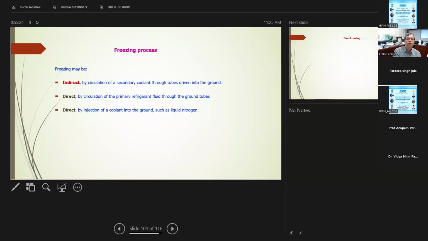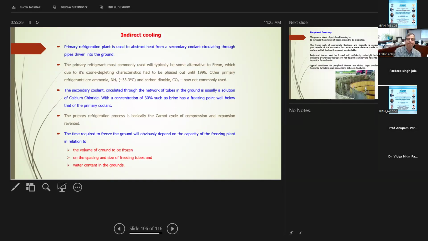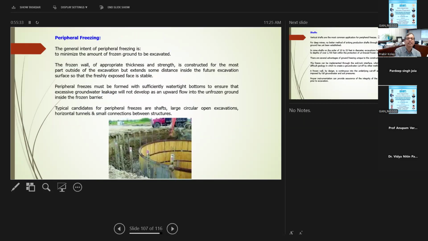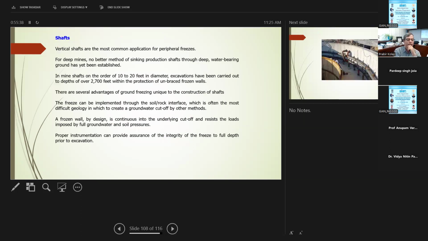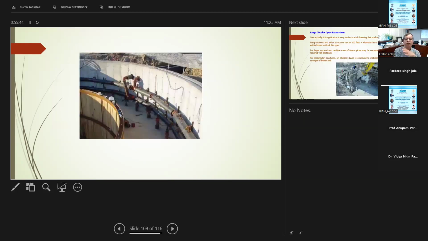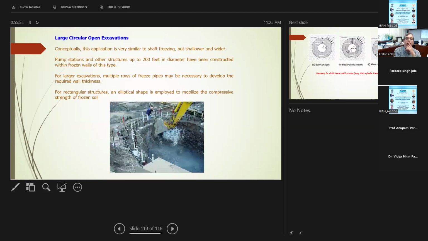For the freezing process, there are indirect or direct processes. I'm not going to go into detail over here. These are some of the freezing methods. Mostly, as I mentioned, these are for shaft applications and tunnel applications. Over here is how it looks, but again, you can see several pictures in Geotech Tools. For large open excavation, you see all these freezing pipes, the whole thing is frozen, and then you excavate and do the open excavation.